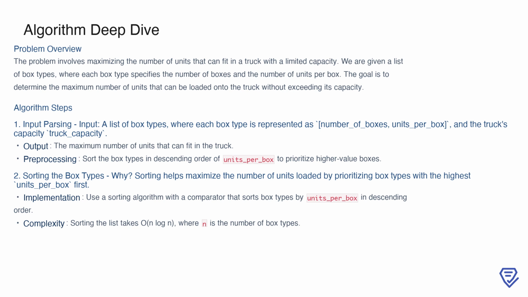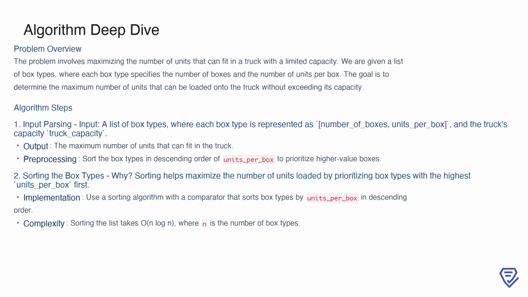This problem is about maximizing the number of units we can load onto a truck, given its limited capacity. Each box type specifies two things: the number of boxes of that type and the number of units each box contains. The objective is to determine how we can load the maximum possible units without exceeding the truck's capacity. To achieve this, we can break the algorithm into a few clear steps.